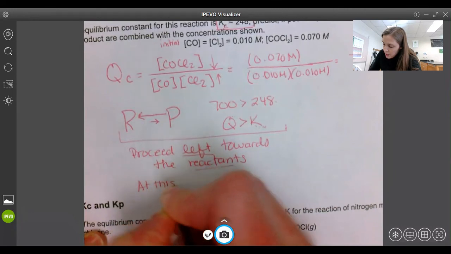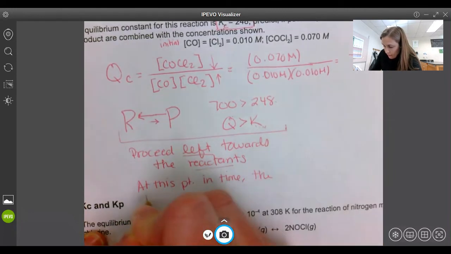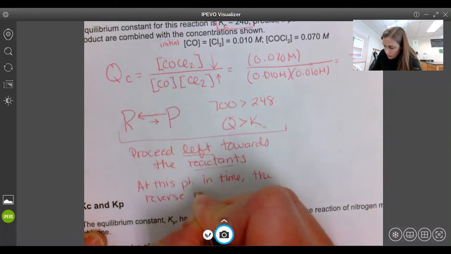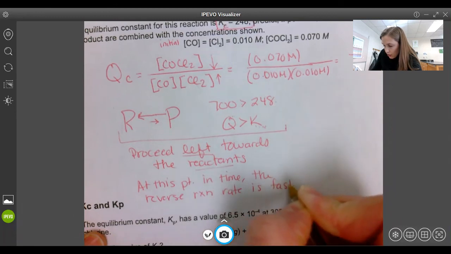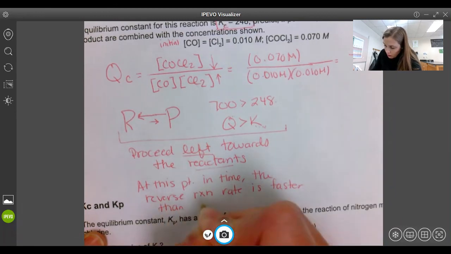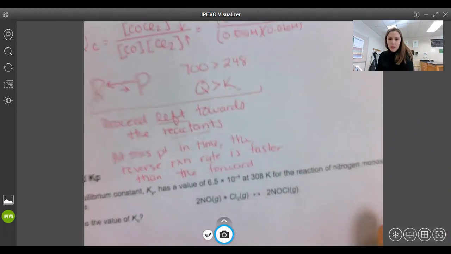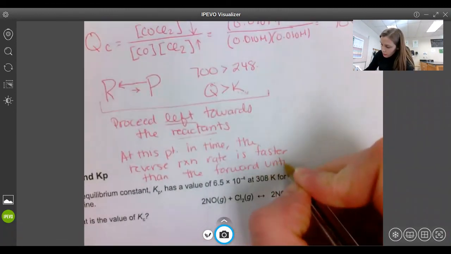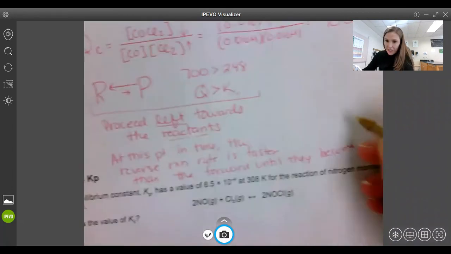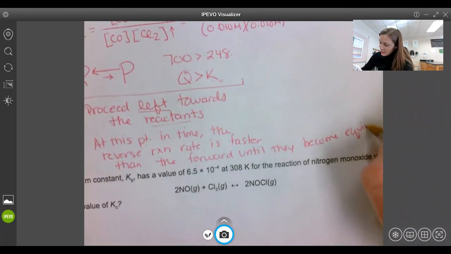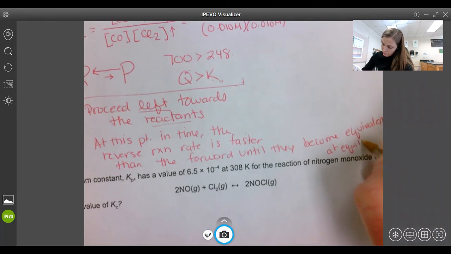You could also include in there that at this point in time, the reverse reaction rate is faster than the forward, until they become equivalent at equilibrium.